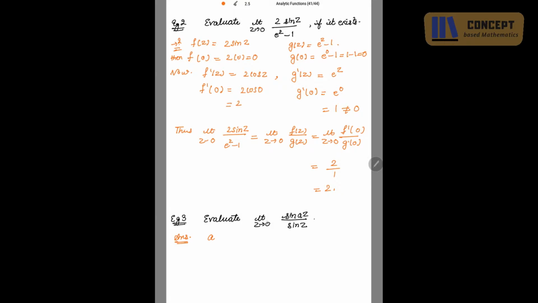Next, evaluate limit z tends to 0 sine of az over sine of z. Take your f z to be sine of az and g z as sine of z. Then same steps accordingly you find out the limit for these two functions. So this is an exercise for you.